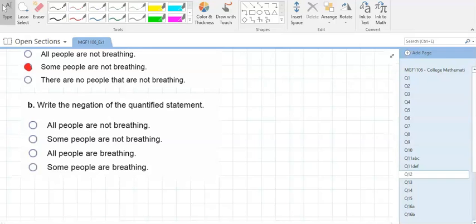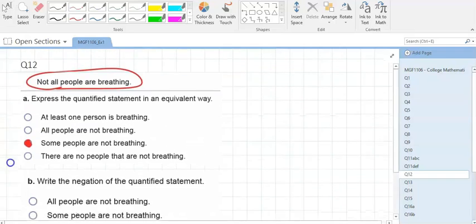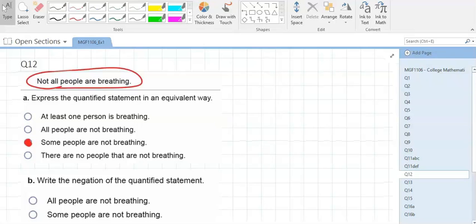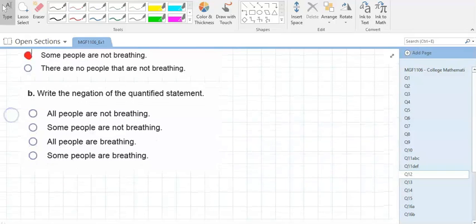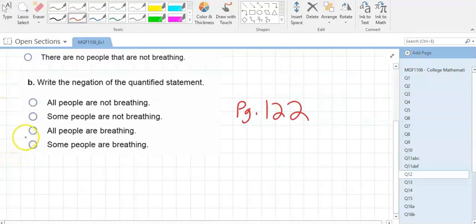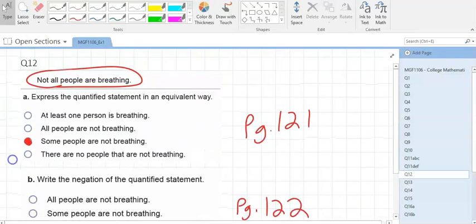And then right below that, it says, give me a negation. So again, this statement up here that I have circled, they want the negation of this. So, not all people are breathing. The negation of that would be all people are breathing. So there's the negation to those. Again, that's why I don't think this is a very fair question, because it's got to be exact. I think some of these kind of say the same thing. All right. So there's question 12.